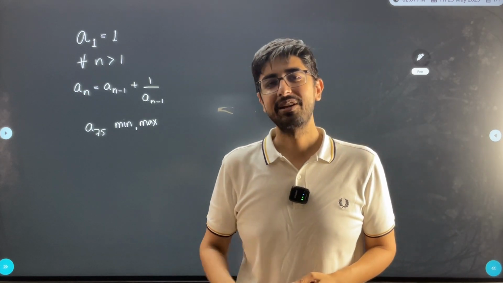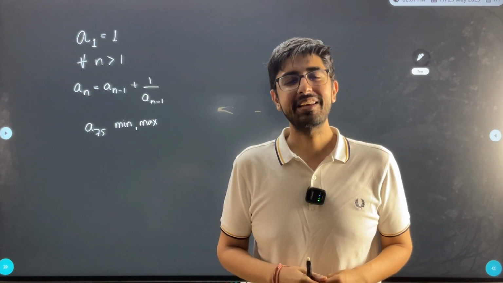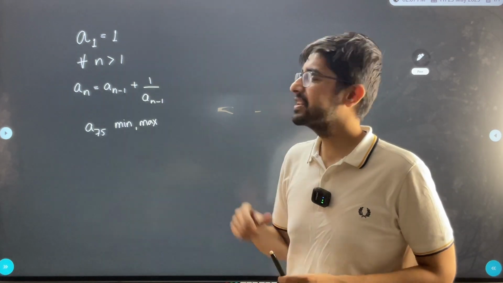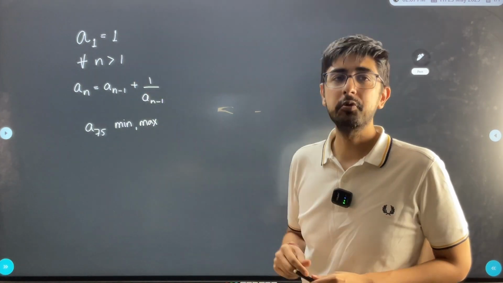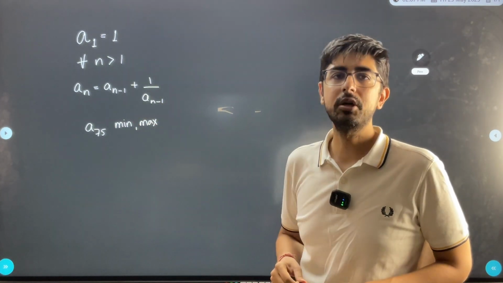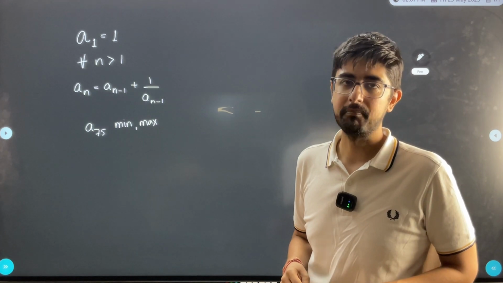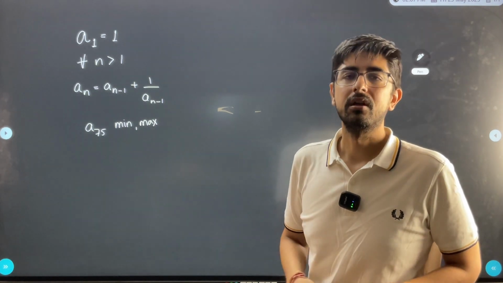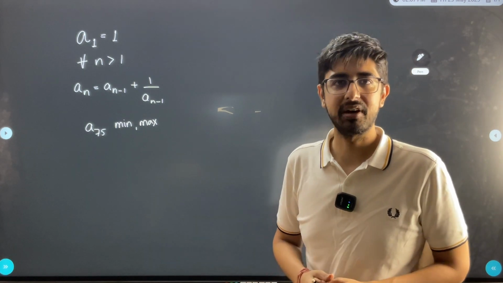In this episode, let's look at one interesting inequalities question that I came across. What's given in the question is a1 is equal to 1, and for all values of n being an integer greater than 1, an is equal to an minus 1 plus 1 by an minus 1. We have to find the range, or the minimum and maximum value, of a75.